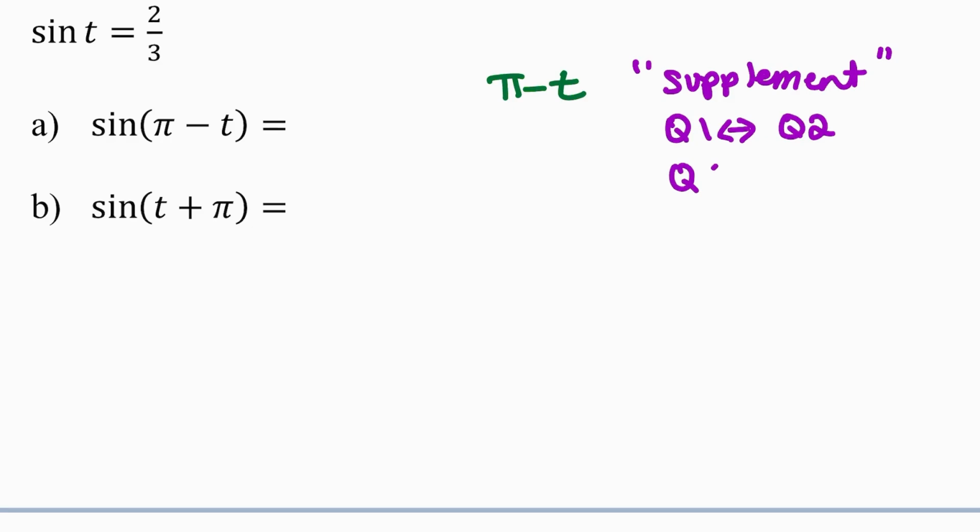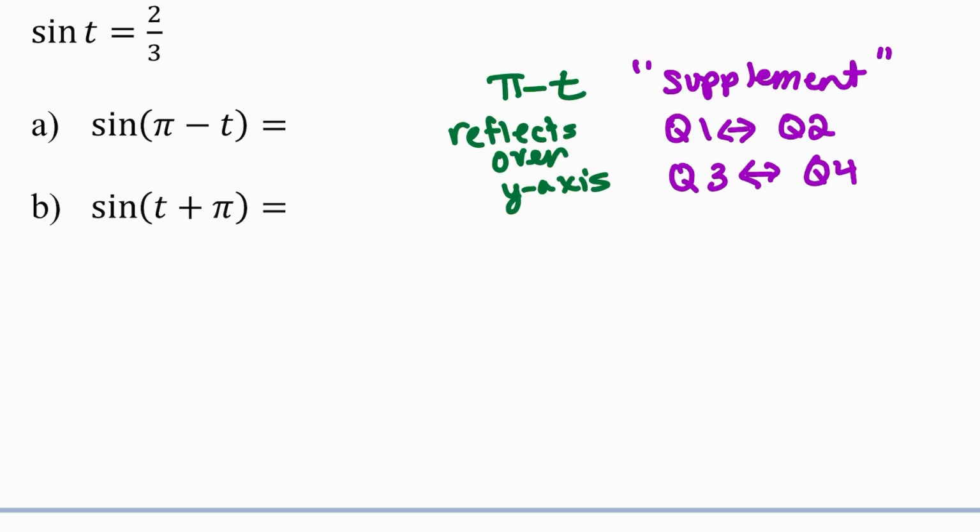But if we're in quadrant 3, that would end up going to quadrant 4. Like if I ask you, what's the supplement of 210 degrees? Well, it ends up being negative 30 degrees, which is in quadrant 4, and vice versa. If I give you an angle in quadrant 4, it does that. So what it does is that it reflects it over the y-axis, very similar to even functions.